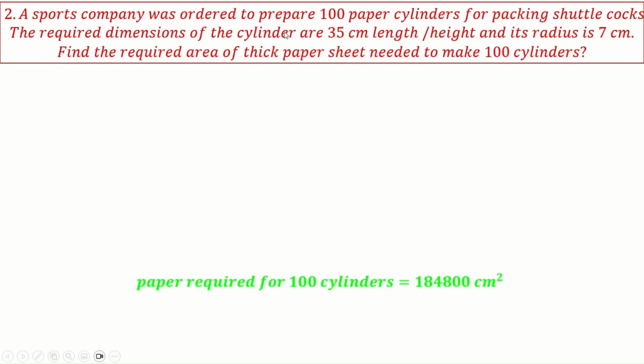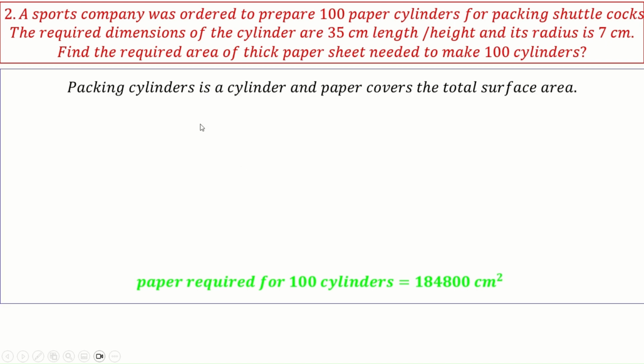A sports company was ordered to prepare 100 paper cylinders for packing shuttlecocks. The required dimensions of the cylinders are 35 centimeters length or height and its radius is 7 centimeters. Find the required area of thick paper sheet needed for 100 cylinders.